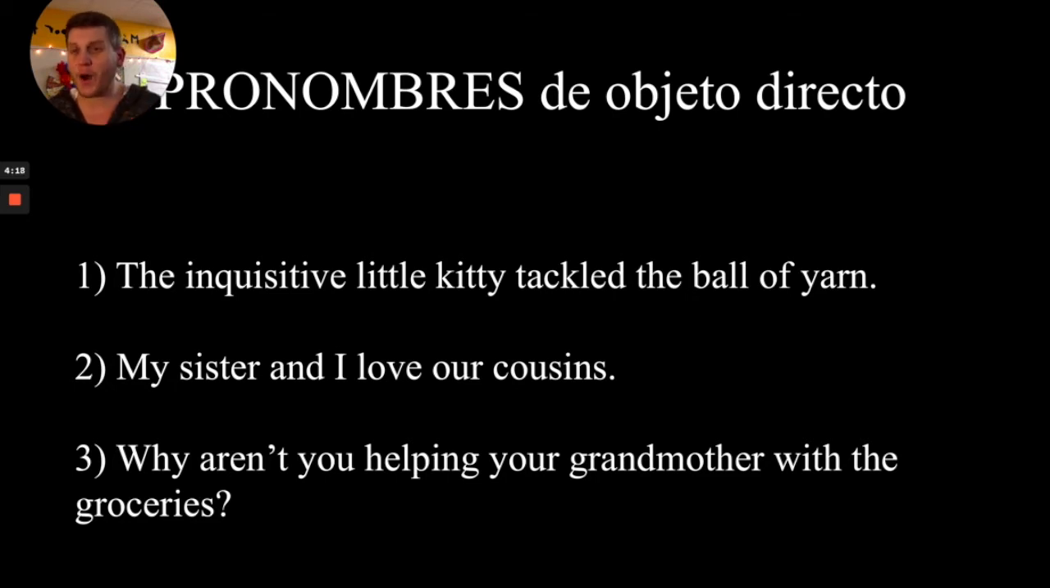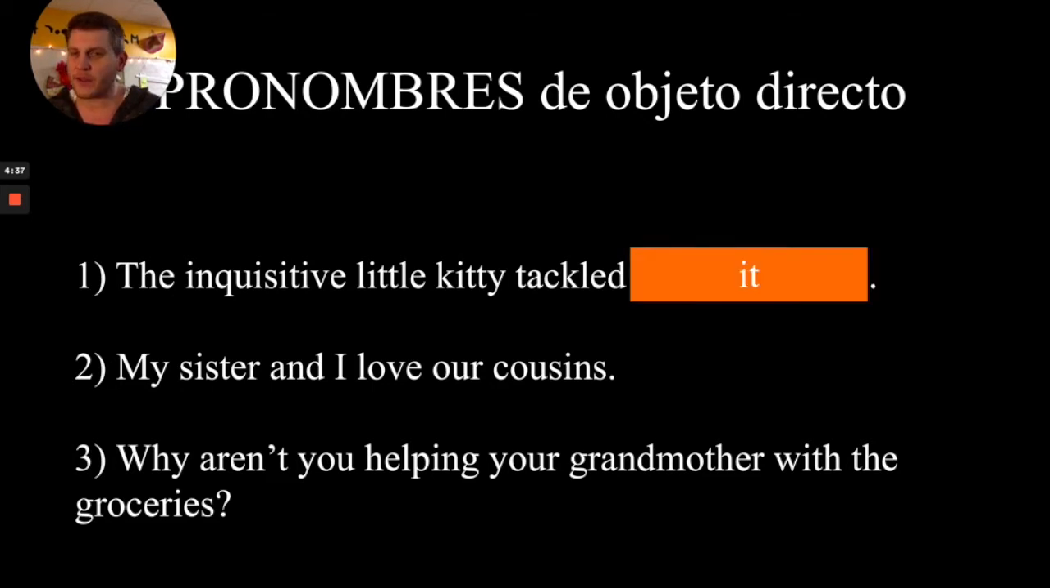Okay, so we know what a direct object is now, but now we are going to learn how to replace the direct object with a pronoun, which is getting us one step closer to switching over into Spanish. So the inquisitive little kitty tackled the ball of yarn. We said that the ball of yarn was our direct object. Well, let's replace it now with a pronoun. The inquisitive little kitty tackled it. We've gotten rid of the ball of yarn and replaced it with a pronoun. That's what we're going to learn to do in Spanish today.